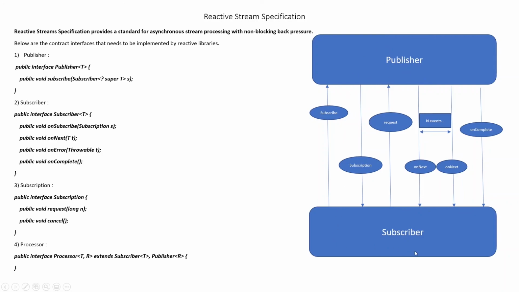So first, from the subscriber, a subscribe method is called on the publisher, and then the publisher sends the subscription. Then on that subscription, the subscriber can call the request method. After the signal is sent to the publisher, the publisher will call the on next method and start sending the data to the subscriber until all the data has been sent. Finally, once all the messages are sent, it will call the on complete method. So this is the entire flow for publisher and subscriber.